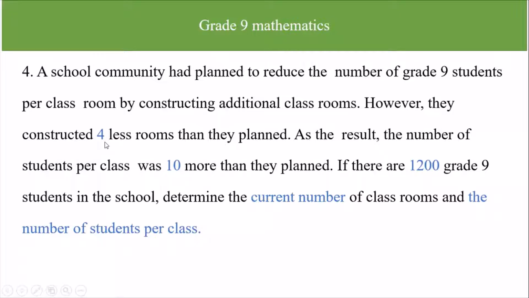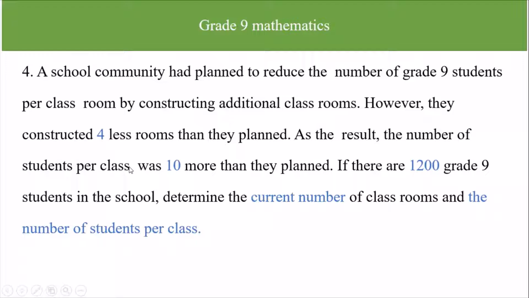It means that if the number of classrooms constructed is less than the number of classrooms intended to be constructed by 4, then the total available classrooms currently is 4 less than the intended number of classrooms after the plan succeeded. Therefore, if we assume the number of classrooms after the plan succeeded to be n, then the number of classrooms according to the accomplishment of the construction is n minus 4.